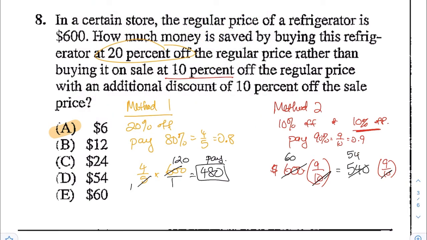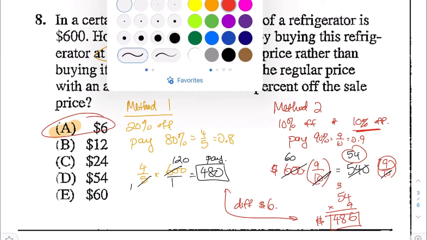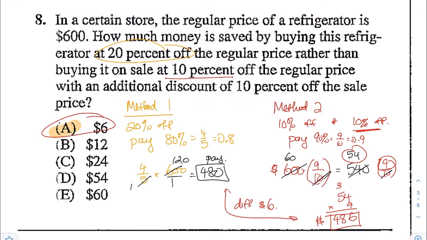So you cross cancel one of the zeros, and you just have 54 times 9 as a final price. And you'll end up paying $486. So there's a difference of choice A, $6. So this is how percentages work. The second 10% only took off $54 because the first 10% already decreased the price by $60. So then the second 10% isn't as good as the first 10%.